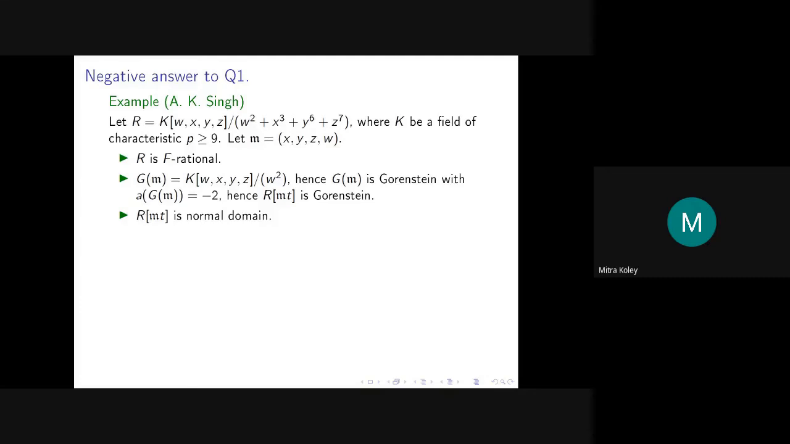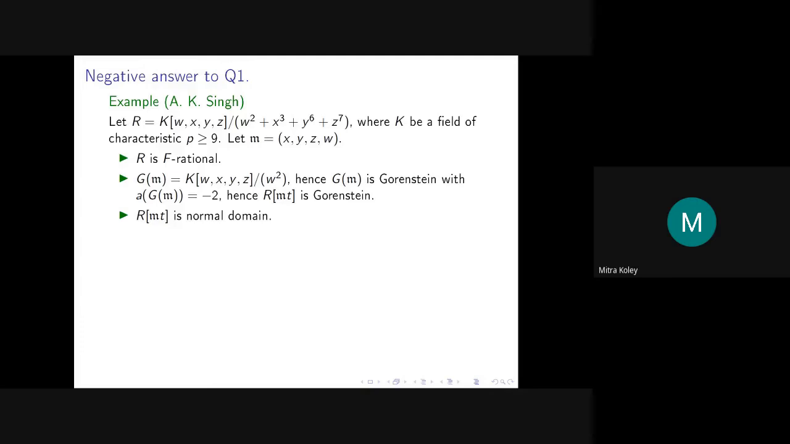So M is X, Y, Z, W. Then it is known that R is F-rational. Last time I discussed a technique for showing that a ring is F-rational. Using that technique, one can show that the ring is F-rational, and the associated graded ring with respect to the maximal ideal is K[W, X, Y, Z] by the principal ideal generated by Y squared. Hence the associated graded ring is Gorenstein, and the a-invariant is -2.